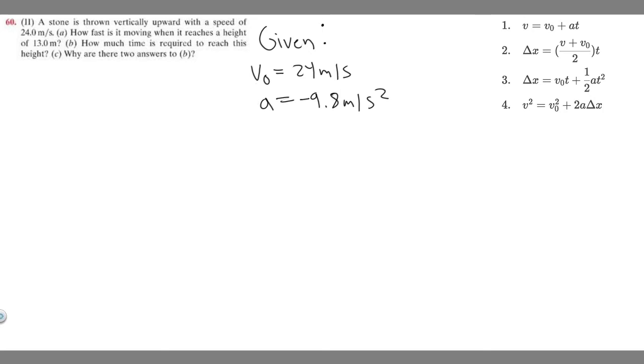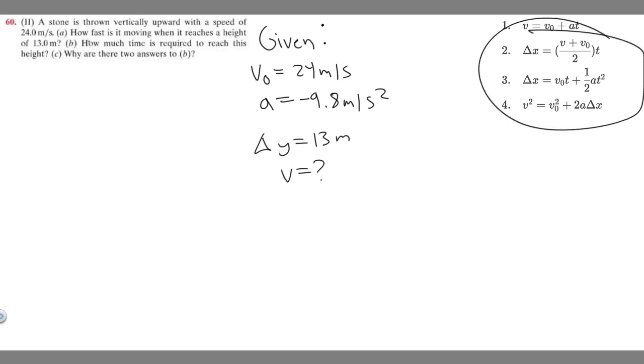And then we're asked for A, how fast is it moving when it reaches a height of 13 meters? So its change in y, or delta y, is going to be 13, because it changes 13 meters from our beginning to our endpoint. And then we also need to write down what v is. Because A asks how fast it is moving when it reaches a height of 13 meters, they're basically asking for the velocity at this point. So we describe that as v, or the final velocity. So that's what we're trying to find. Now that we've got all our variables, let's decide which equation to use and solve.